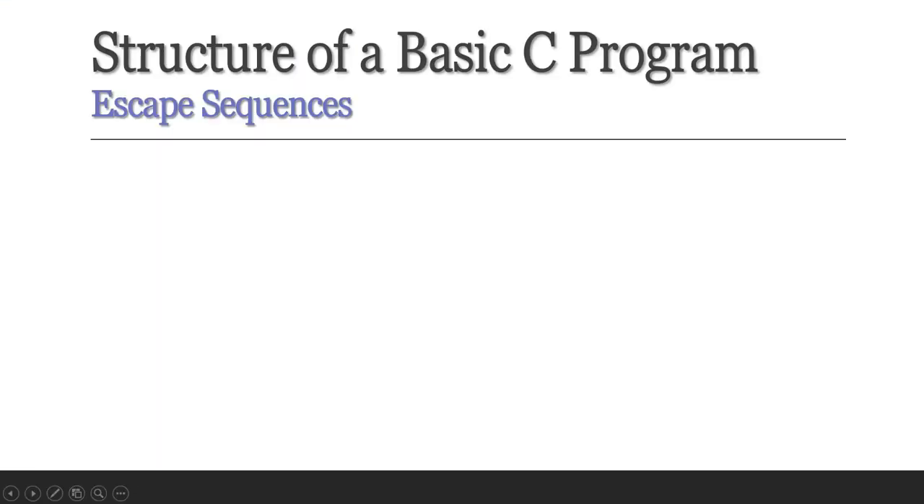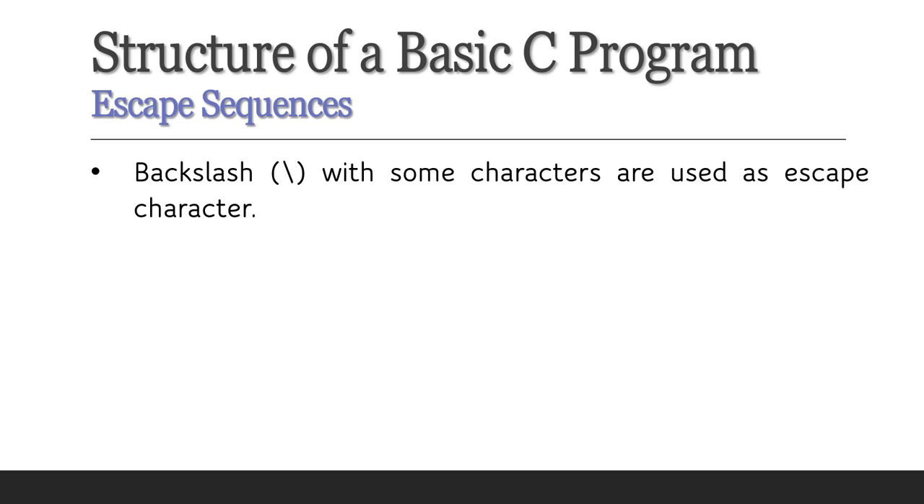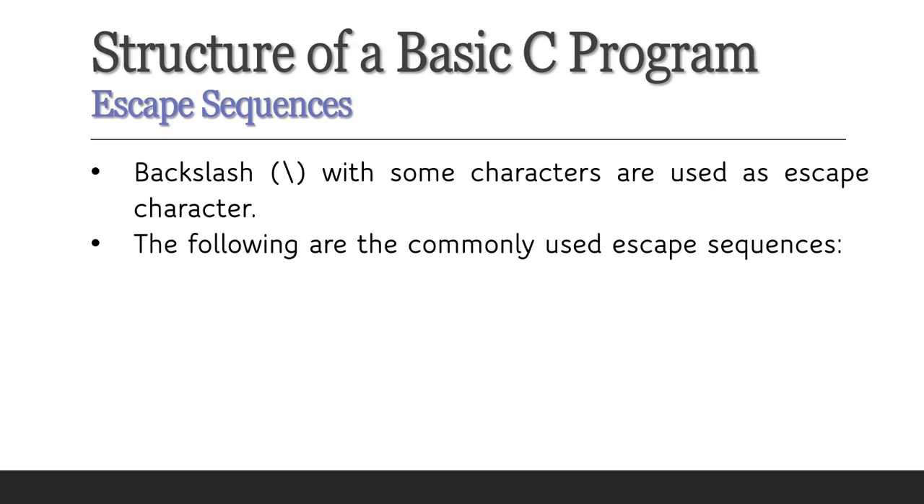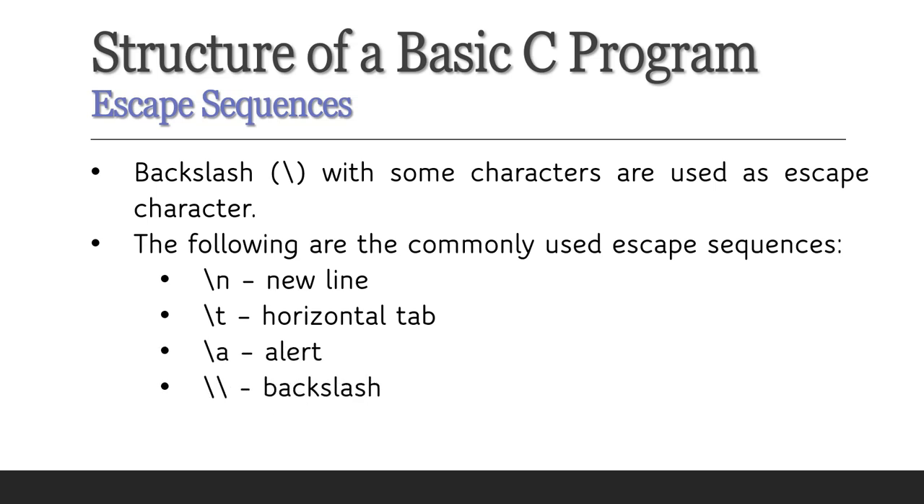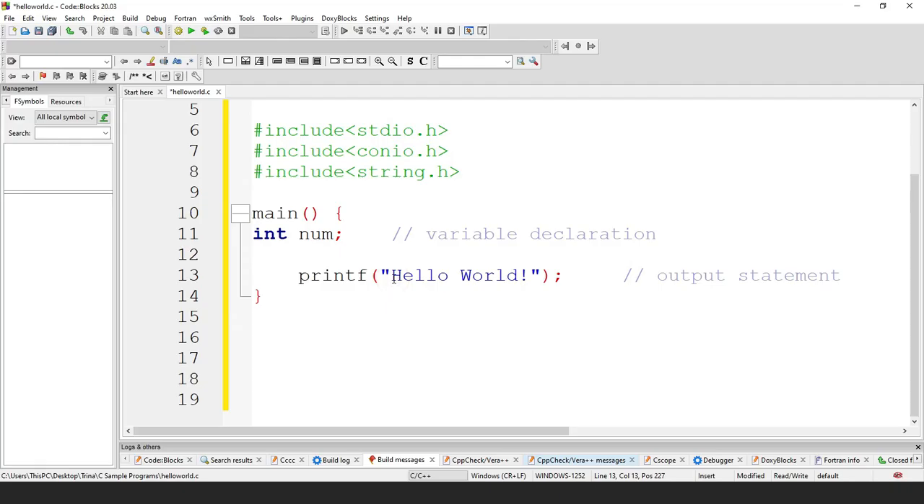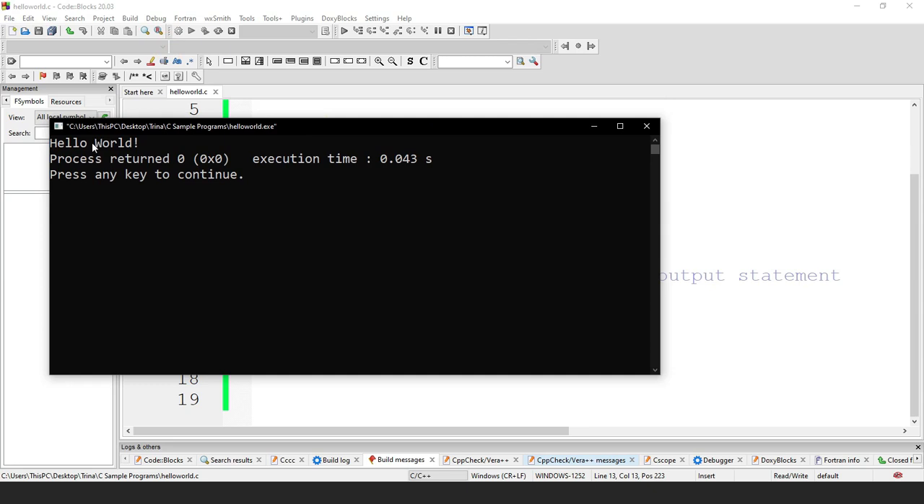We also have the escape sequences. With the use of backslash and some characters, we are making use of escape sequences. The following are the commonly used escape sequences. We have the new line, horizontal tab, alert, backslash, and double quote. We make use of the backslash and a character n for a new line and character t for a horizontal tab. Character a is to give an alert or a sound, and another backslash is to print the backslash symbol. Same is true with the double quote.